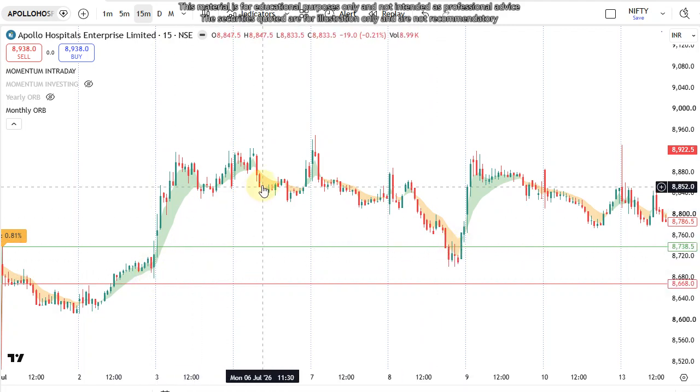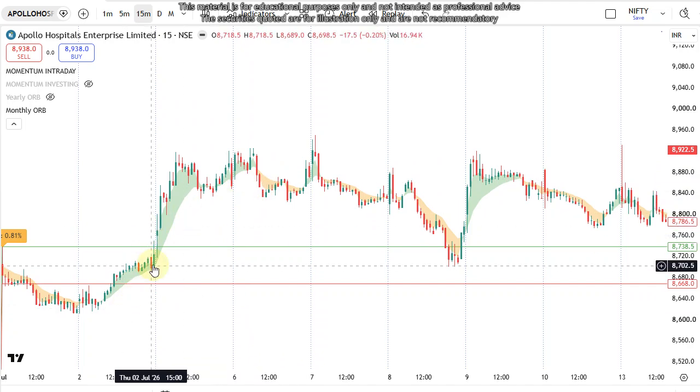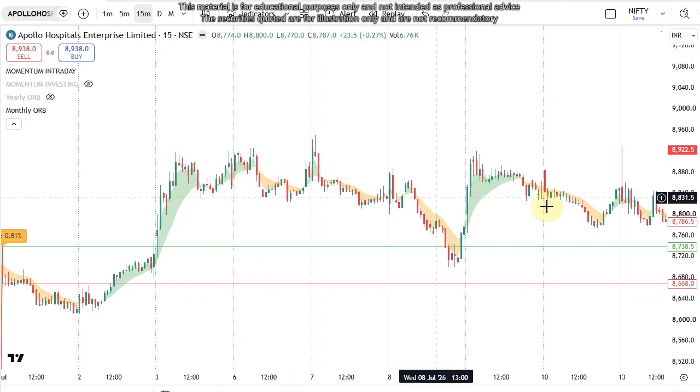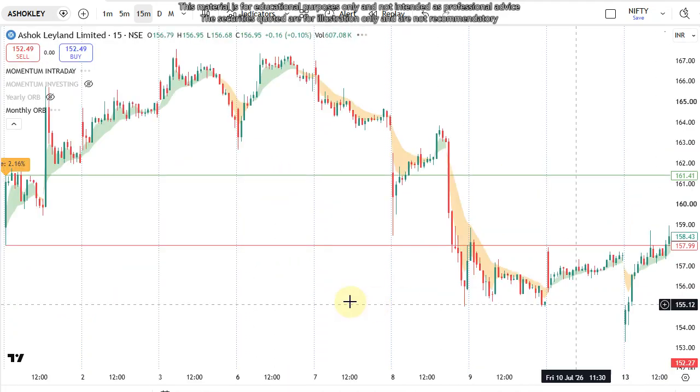Or use a trailing method. If we are using the cloud as a trailing method, once the cloud changes from green to orange, we will exit. That's all. So this is the strategy.